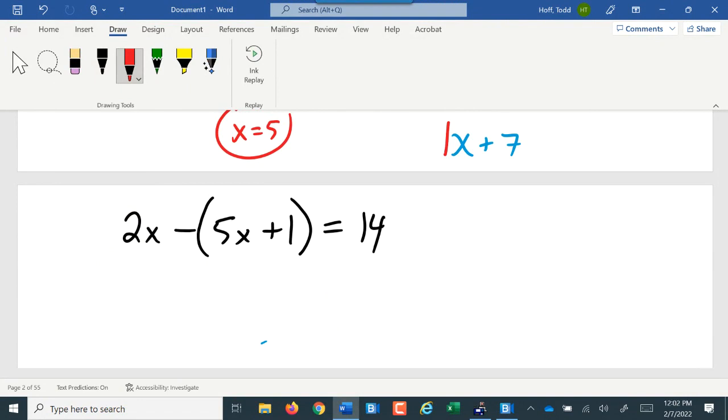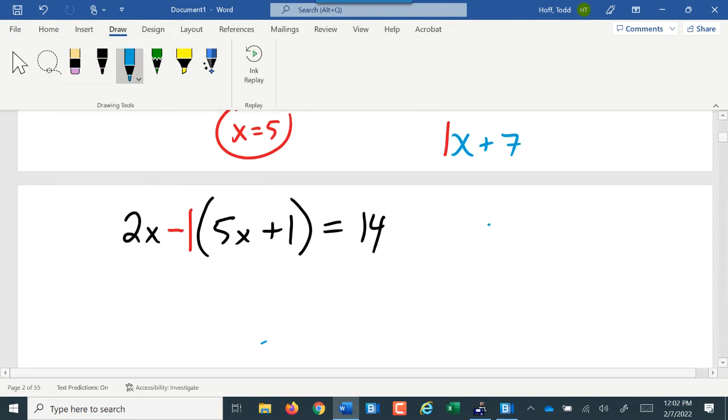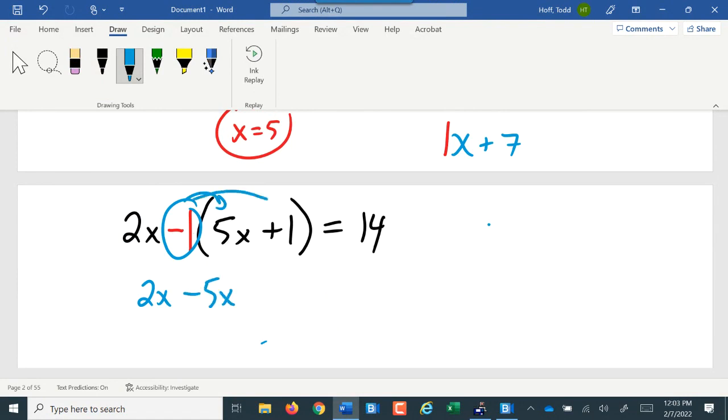The same is true here. This minus in front of the parentheses, there's no number written there, but there's one that actually is there. The 1. It's a -1 times what's in that parentheses. So when we see that subtraction in front of the parentheses with no number there, we have to treat it as -1 times the parentheses. So here the 2x isn't going to change. We'll distribute the -1. -1 times 5x is a -5x. And -1 times 1 is a -1.